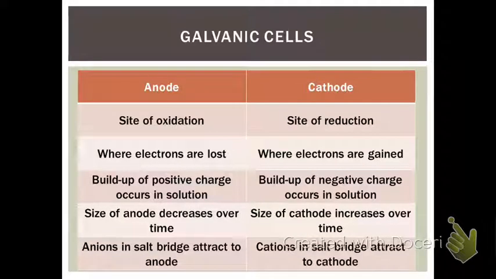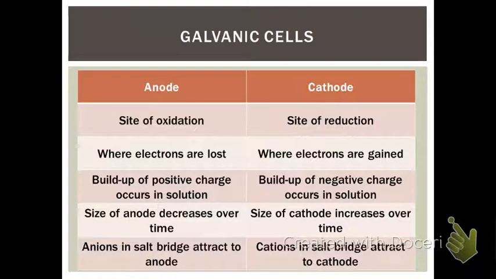So as more electrons are lost, there's more positive charge building up in solution. On the cathode side, because the electrons are being gained by positive ions, there's going to be a buildup of negative charge in solution, because as those positive ions leave the solution, it leaves the spectator negative ions in solution. Your anode is going to get smaller.